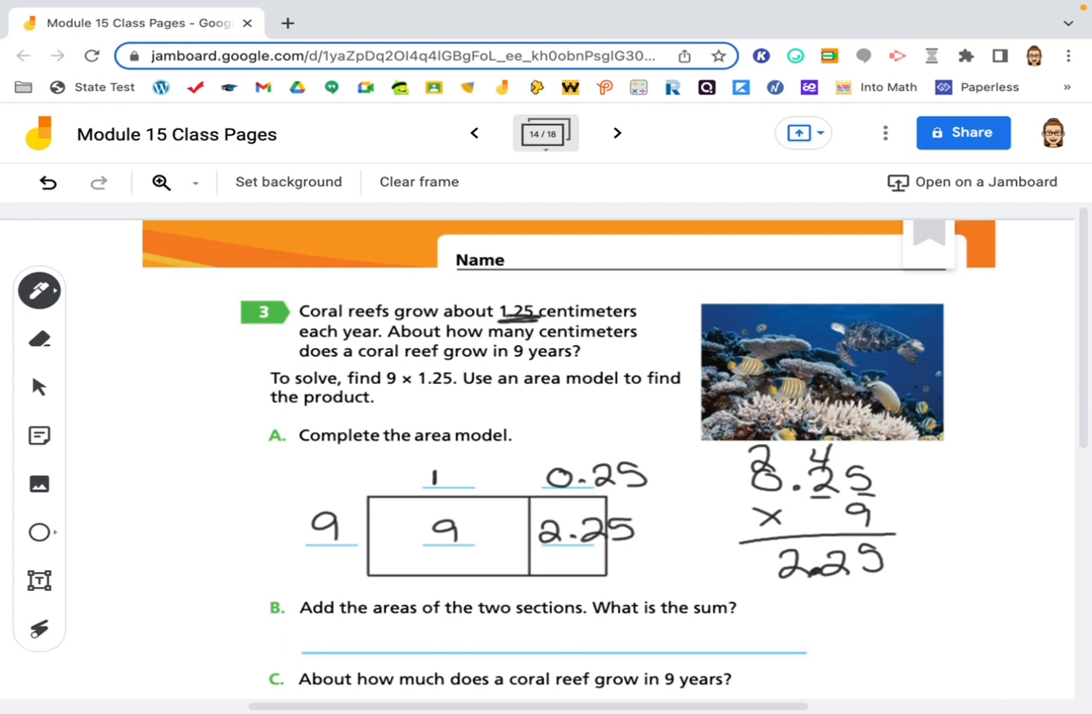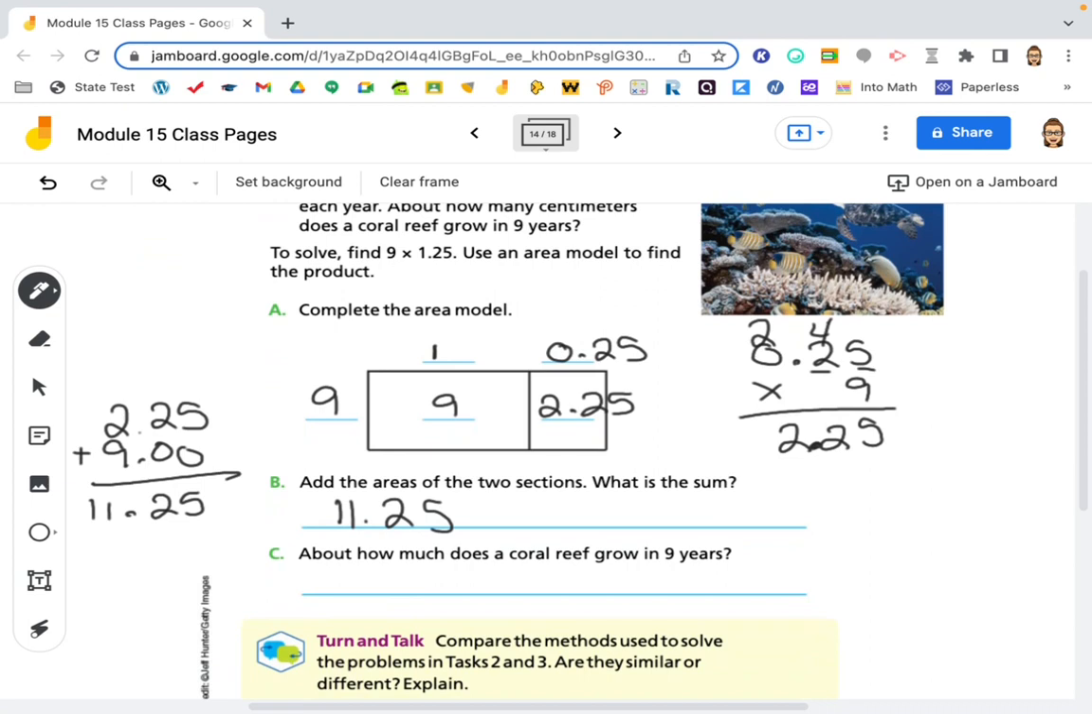So 2 and 2,500. So it says add the areas of the two sections. What is the sum? So we're going to do 2 and 2,500 plus 9. So that gives you 11 and 2,500. So about how much does a coral reef grow in 9 years? It will be about 11 and 25 centimeters.